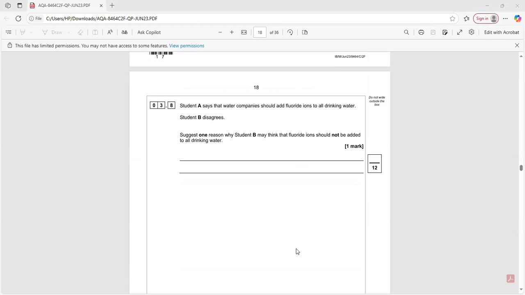It says that student A says that water companies should add fluoride ions to all drinking water. Student B disagrees. It says, suggest one reason why student B may think that fluoride ions should not be added to all drinking water. Can you suggest why?